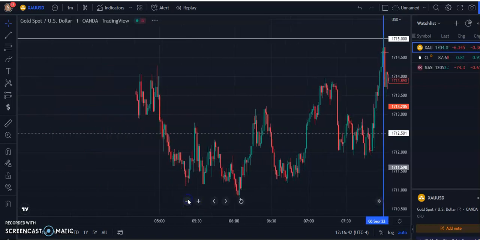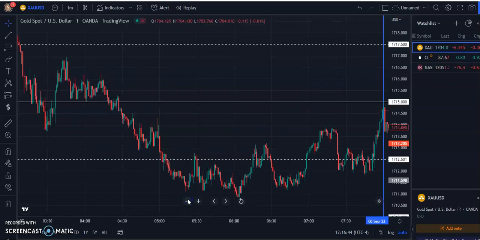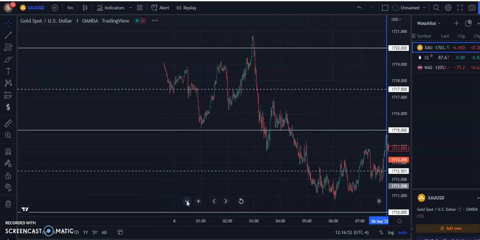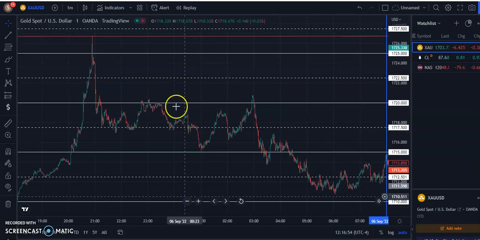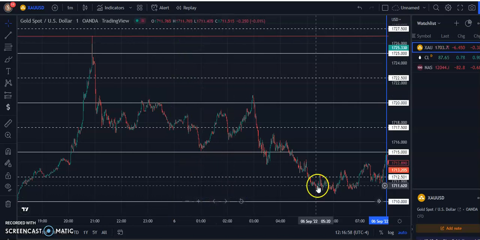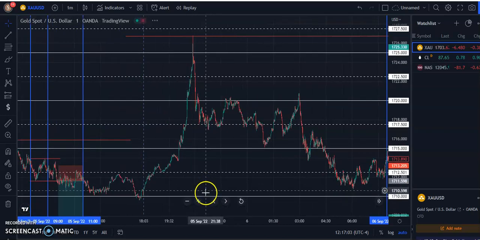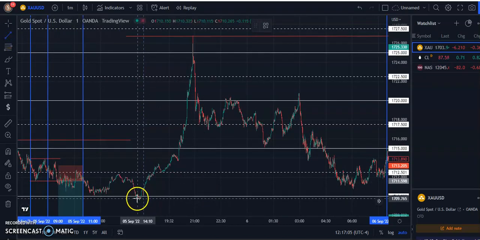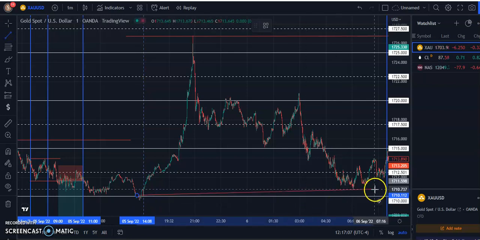Now we will start by looking at gold. I took a trade on oil. We will talk about that later, but let's start with gold. Now the process is the same: plotting the high of the day and the low of the day. The low of the day is here. This is the low of the day.